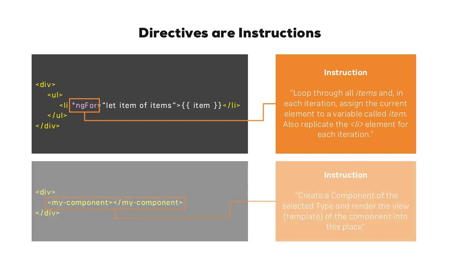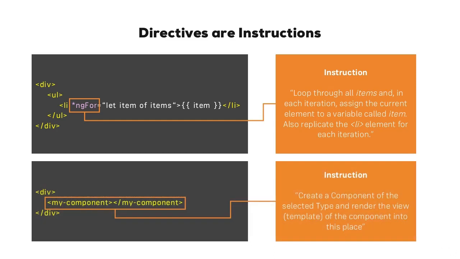Now, as you learned, a component is just another instruction. Here, the instruction for Angular 2 is create a component of the selected type and render the view, the template, of the component into this place. So both examples here are directives telling Angular 2 what to do. Now, besides components, like for example ngFor, we have attribute and structural directives.